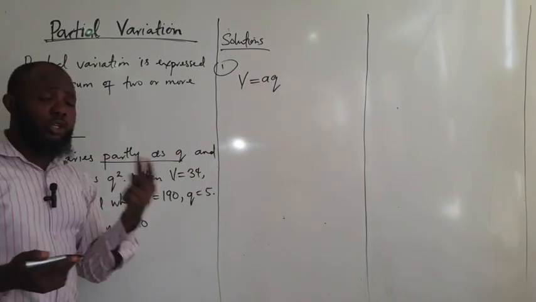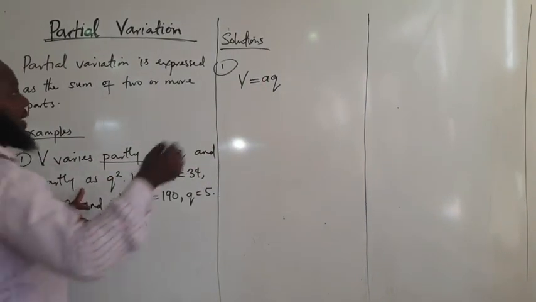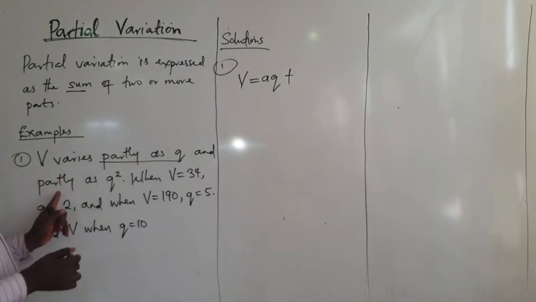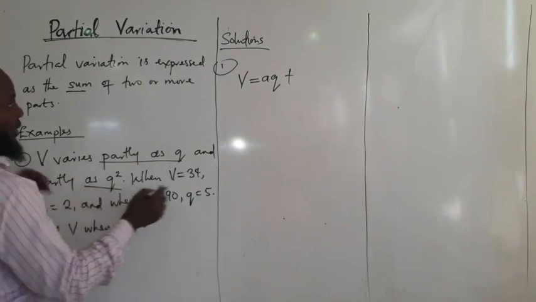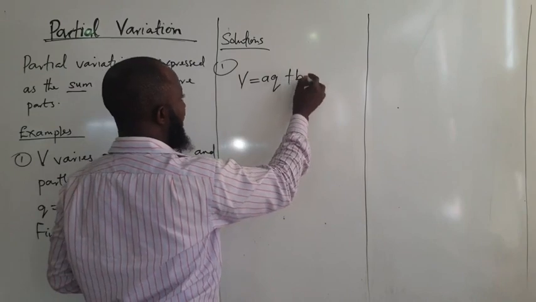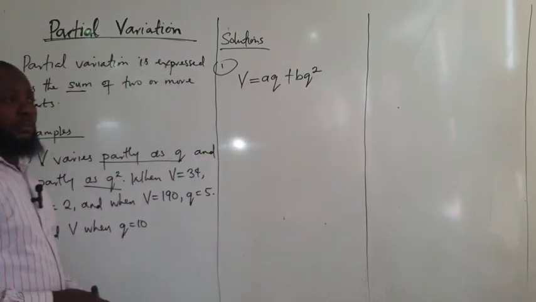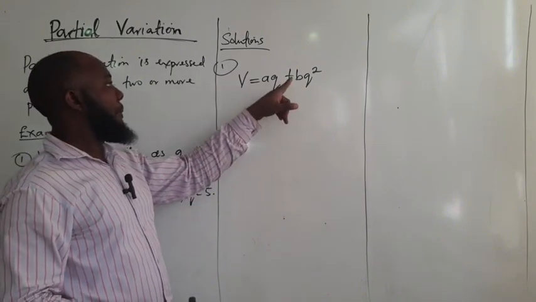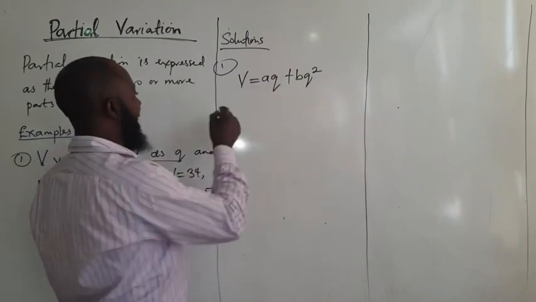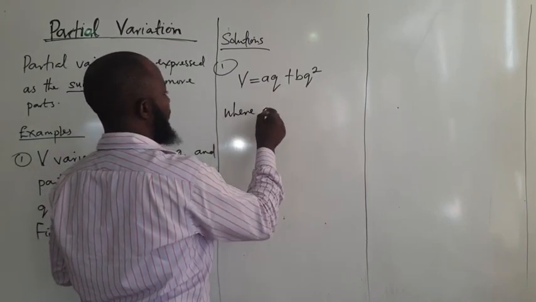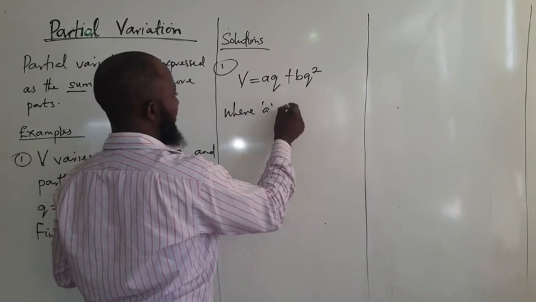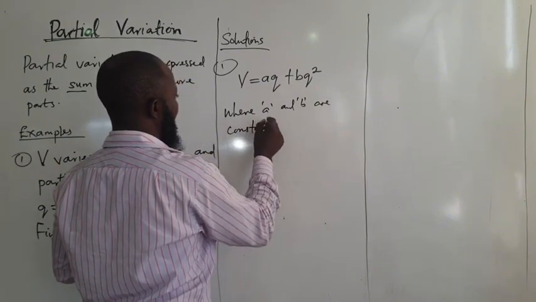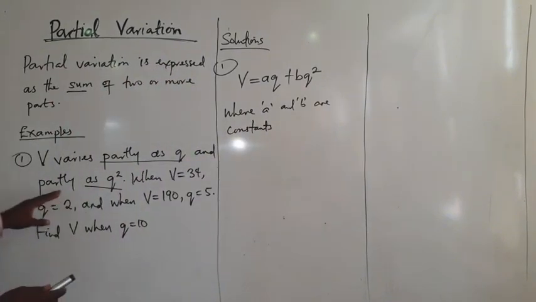I said that we're going to have 2 constants, and I said it is a sum. So plus, and partly as Q squared, we are going to introduce the second constant, that is BQ squared. So V varies partly as Q and partly as Q squared, where A and B are what? Constants. Exactly.